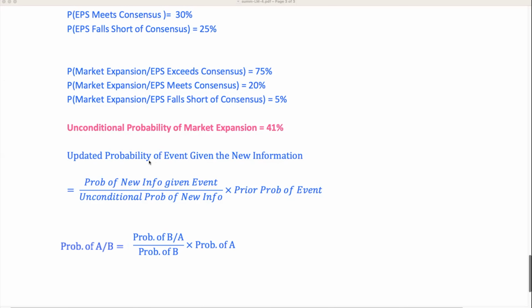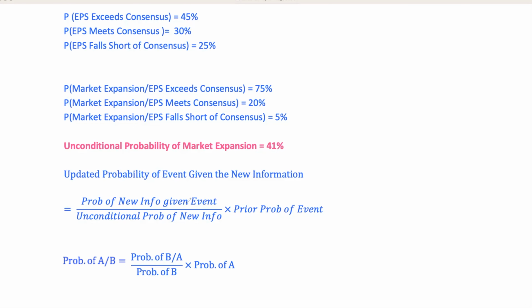Intuitively, knowing they expanded suggests positive earnings news, right? We can leverage Bayes' theorem to update the probability of exceeding EPS expectations given the expansion news. This essentially refines our initial 45% based on the new information. Here is our probability breakdown.